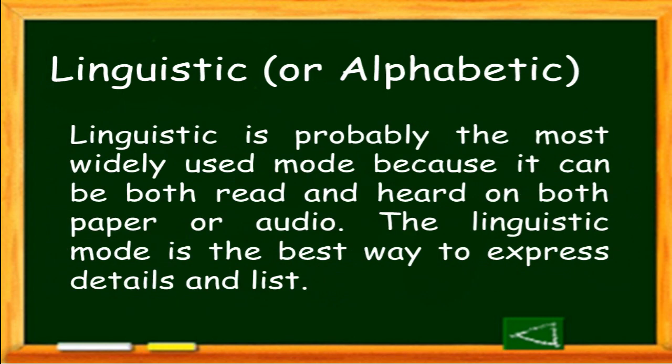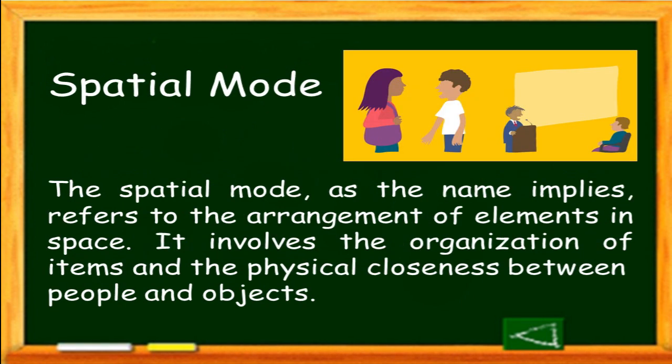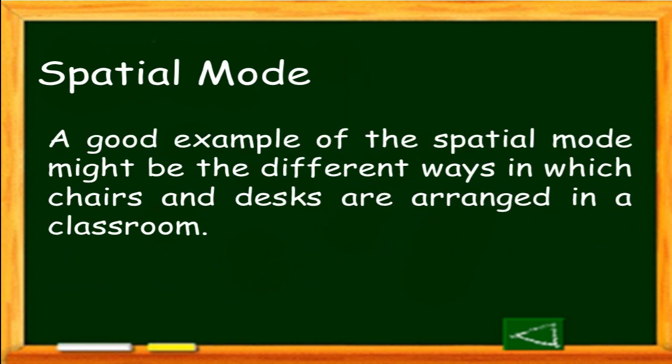Linguistic is probably the most widely used mode because it can be both read and heard on both paper and audio. The linguistic mode is the best way to express details and list. The last mode is spatial. The spatial mode, as the name implies, refers to the arrangement of elements in space. It involves the organization of items and the physical closeness between people and objects. A good example of spatial mode might be the different ways in which chairs and desks are arranged in a classroom.